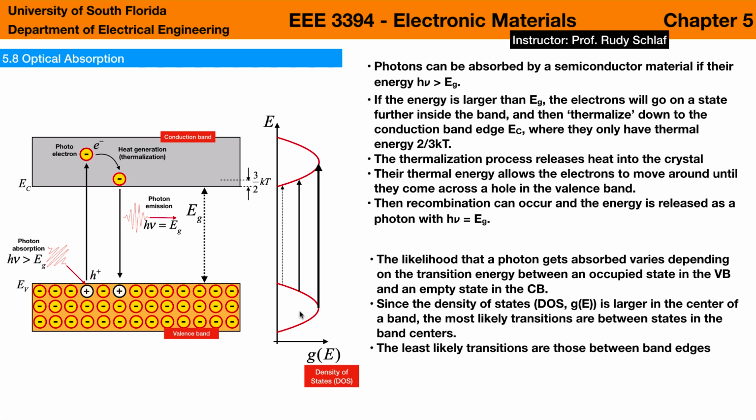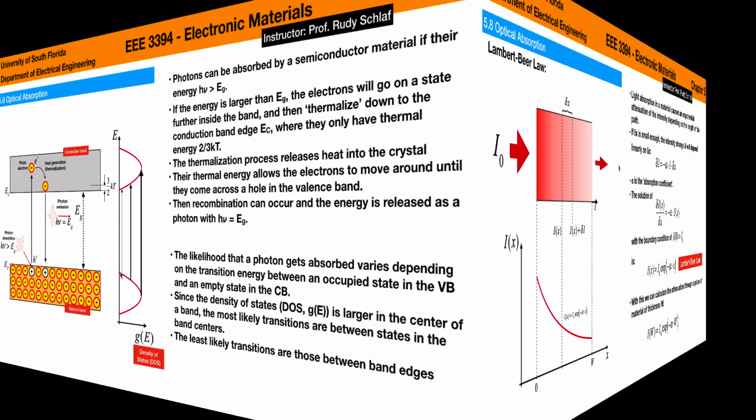From chapter 4 we know that the density of states is largest at the center of a band, while it is lowest at the band edges. And that means that transitions between the edges have a low probability, while transitions between the centers of the bands have a high probability. And that means that the absorption coefficient is larger for energies corresponding to this transition than to transitions that are between the edges of the bands.